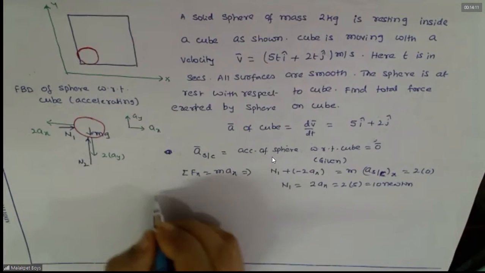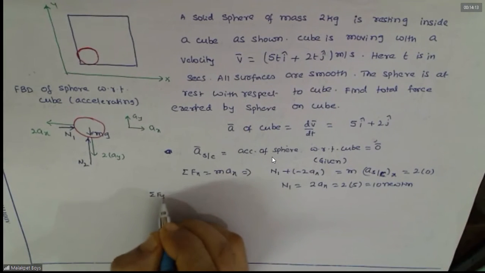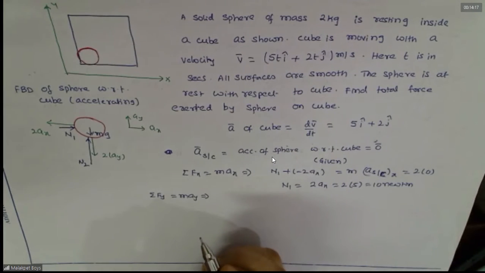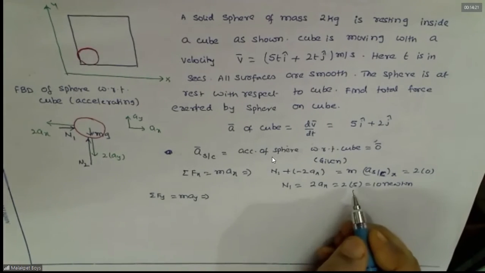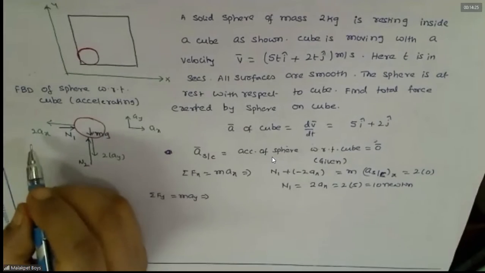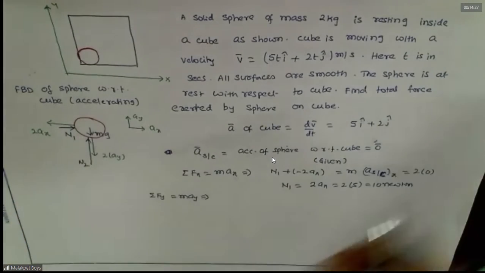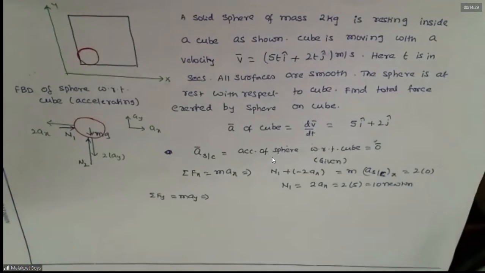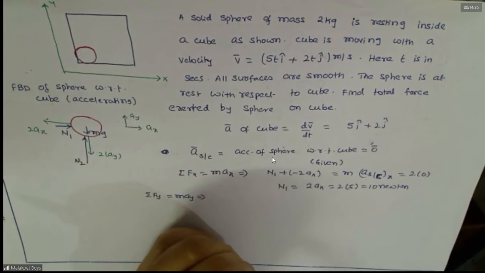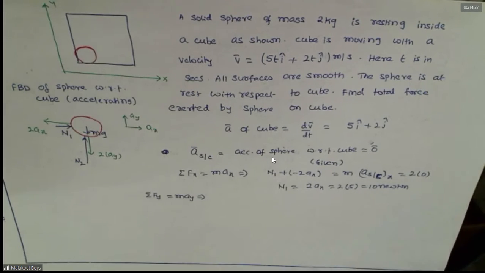Sir, why are we taking 2Ax and 2Ay in the free body diagram? This is because the pseudo force will be m into minus Ax. And what is pseudo force? M into minus Ax. Minus means opposite direction. That is the meaning, no? Yes, sir. Is it clear?